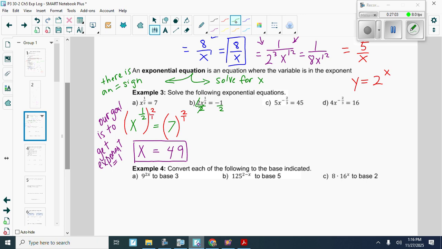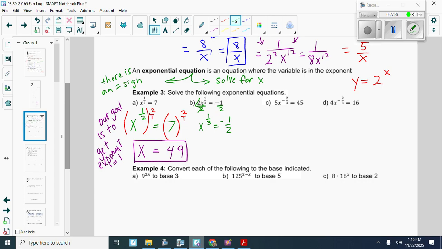Whatever you do to one side, you have to do to the other. Our goal is to have x all by itself. x had this tag-along 2 that was being multiplied, so if we divide by 2, this is what we have now. We have x by itself to some exponent, and then we've got this negative 1/2 on the other side.